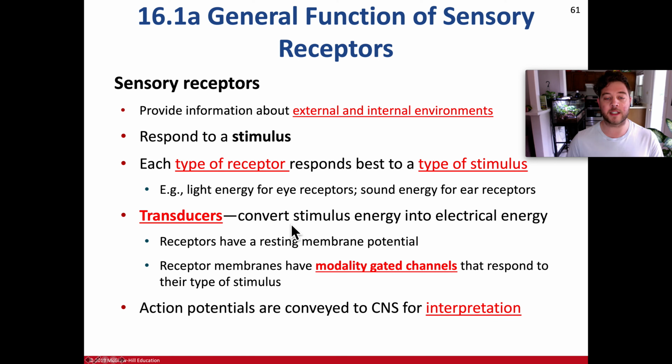Transducers are going to convert that stimulus energy into electrical energy. Remember, with all of these sensory inputs, we have vibrations, we have mechanoreceptors detecting touch and pressure, we have light receptors receiving light. Those all have to be converted into some type of electrical signal that can then be interpreted by our brain. So we're going from the stimulus being detected by receptors, converting that to an electrical signal. Those electrical signals are then turned into action potentials that are conveyed to the CNS for interpretation.